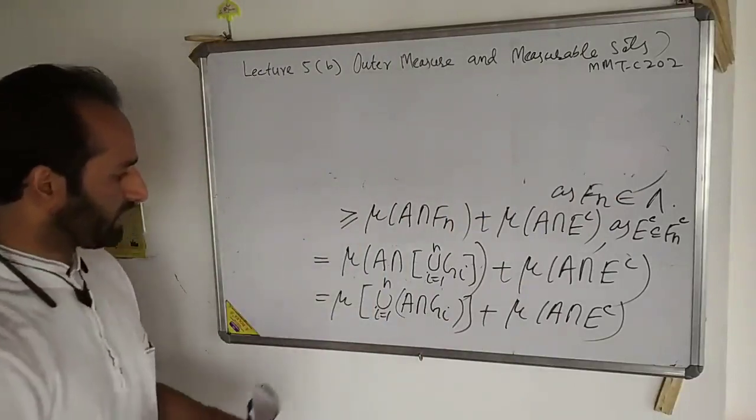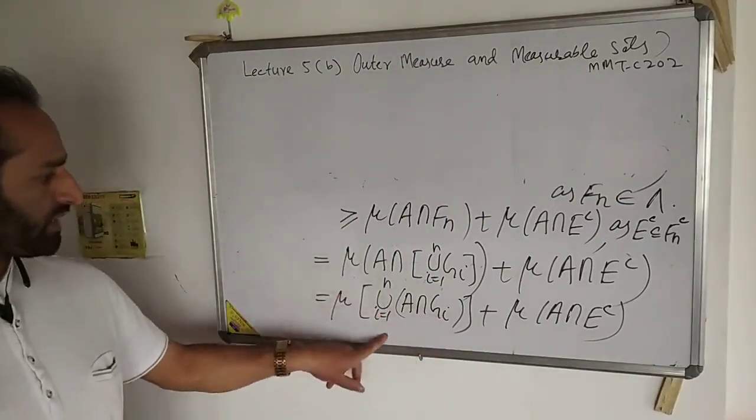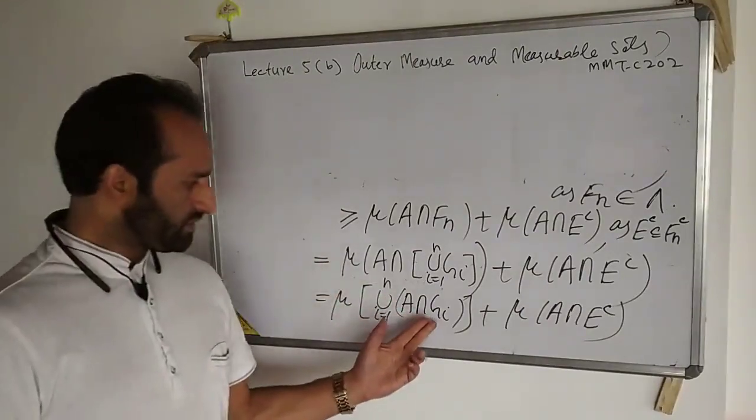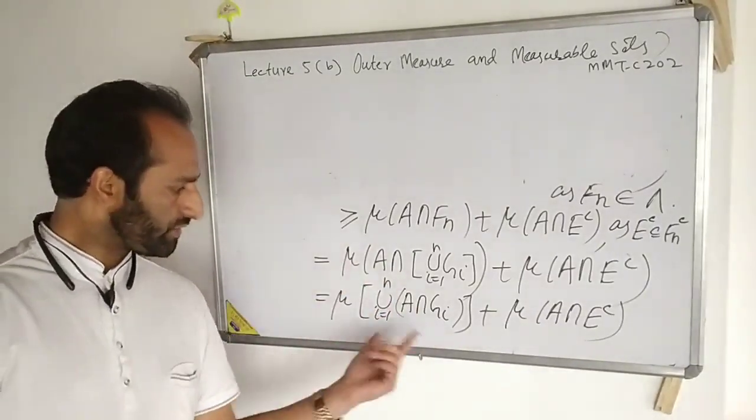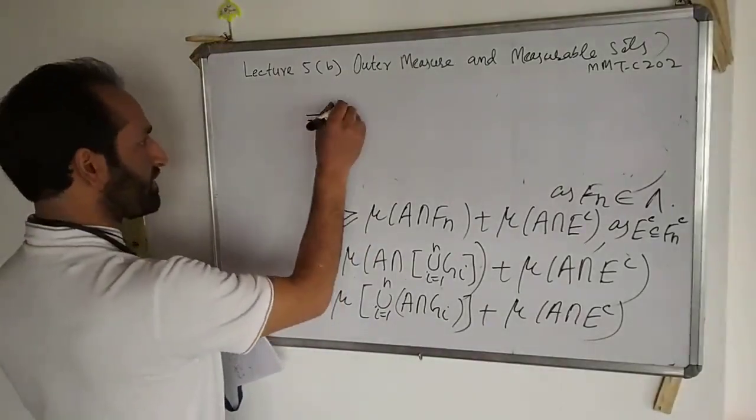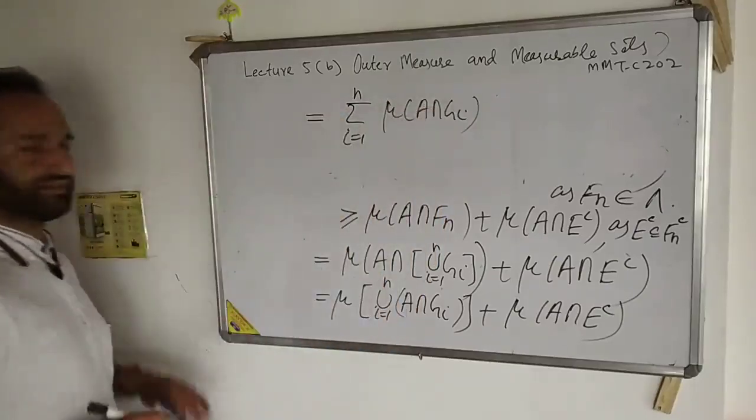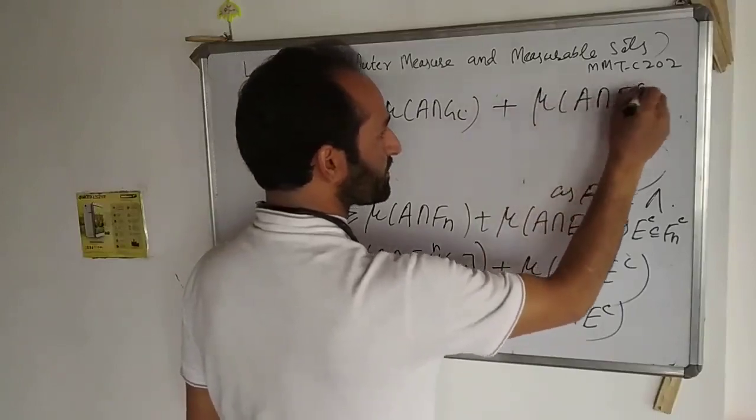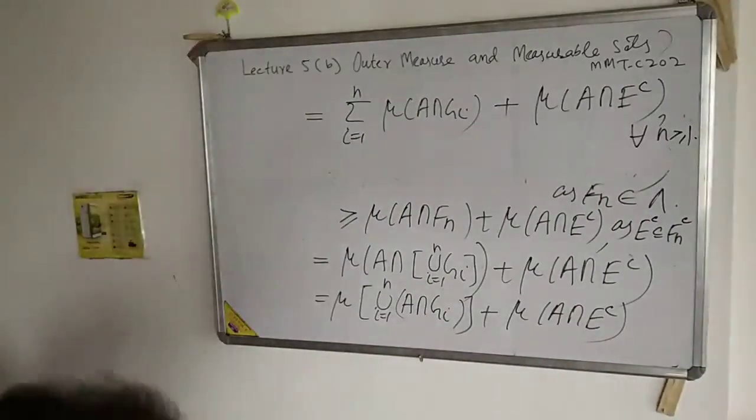Now here, we have already proved in the previous lecture that whenever E1, E2, En are disjoint measurable sets, then mu of union i runs from 1 to n of A intersection Ei is equal to summation i runs from 1 to n of mu of A intersection Ei. And here the Gi's are measurable and they are also disjoint. So therefore mu of union i runs from 1 to n of A intersection Gi will be equal to summation i runs from 1 to n of mu of A intersection Gi. This is equal to summation i runs from 1 to n of mu of A intersection Gi, it's already proved, plus mu of A intersection E complement. So this is true for all n greater or equal to 1.